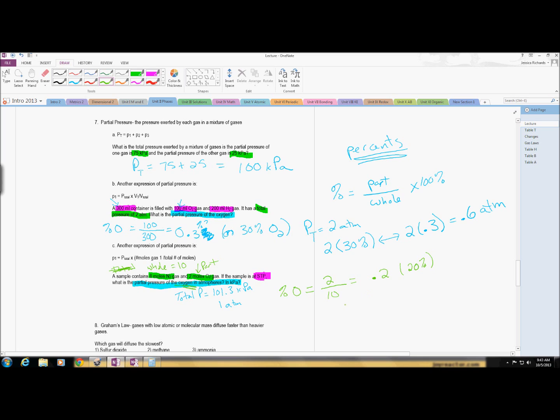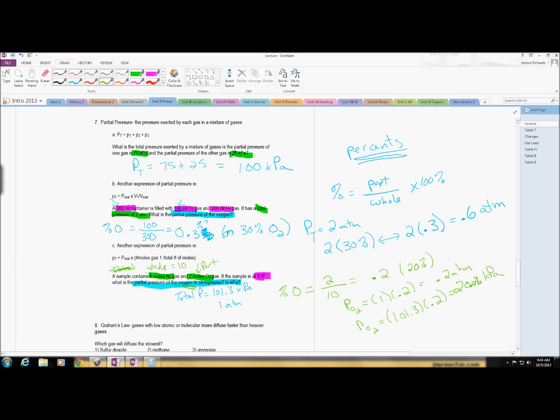So if I want to know the pressure of the oxygen in atmospheres, I'm going to take 1 atmosphere and multiply it by 0.2, or 0.2 atmospheres. And if I want to know the partial pressure of oxygen in kilopascals, I'm going to take 101.3 kPa and multiply that by 0.2, 20.26, and the units here are kPa.